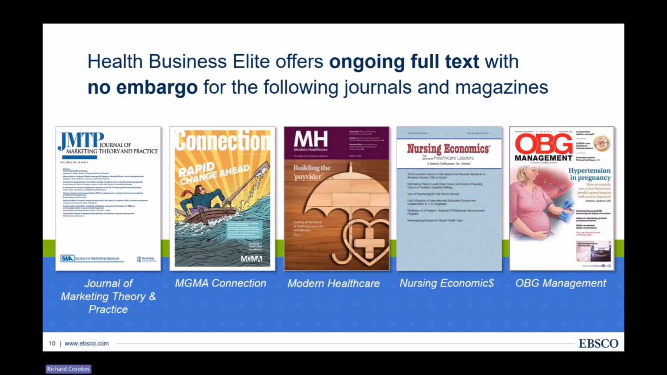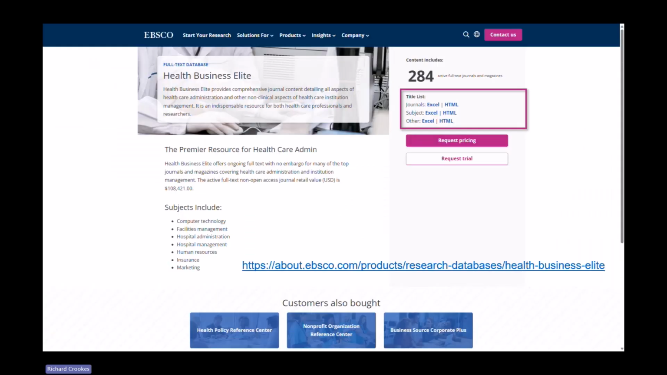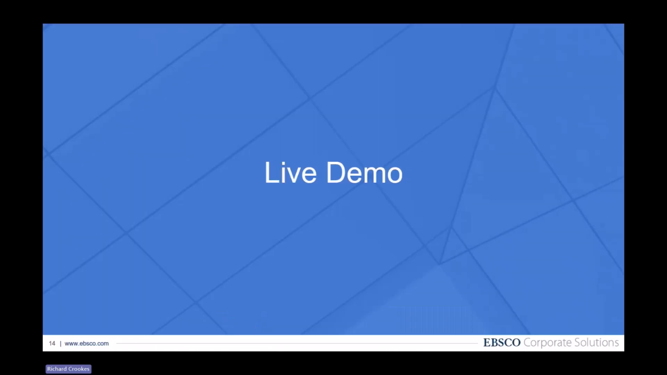That's been around for some time. Nursing Economics as well. And a few more titles here, even PC World and Pulse as well. So again, these are all available full text titles with no embargo, so you can get access to the latest content, coverage, etc. Now, for those who wish to know more about this database, particularly the subject journal coverage, we do have accessible links here. So for the Excel file or HTML online viewing, you can see those highlighted on this page as well. So this is the public-facing page on EBSCO.com in relation to Health Business Elite. So just a brief overview there of this particular database.